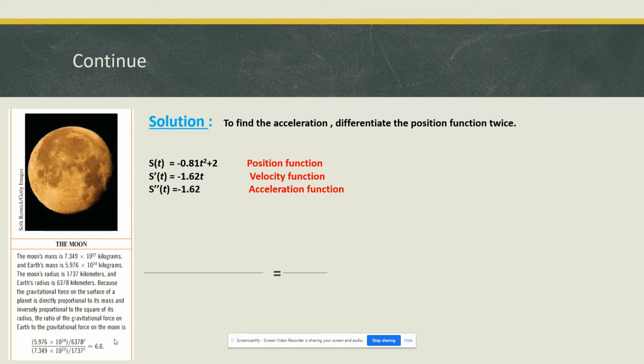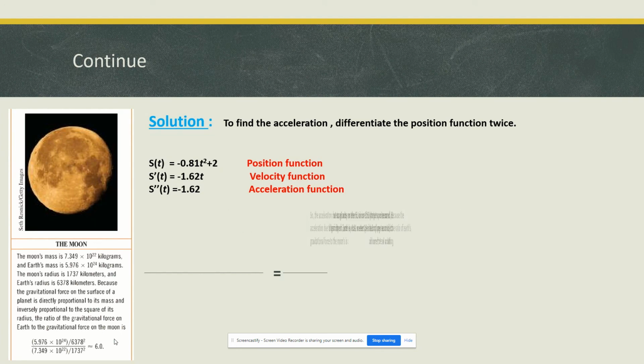Because the gravitational force on the surface of a planet is directly proportional to its mass and inversely proportional to the square of its radius, to get the ratio of the gravitational force on Earth to that on the moon, we take the Earth's mass, 5.976 × 10^24, divided by the Earth's radius, 6,378 kilometers, squared, because it is inversely proportional to the square of its radius, over the moon's mass, 7.349 × 10^22 kilograms, divided by 1,737, the moon's radius, squared as well.